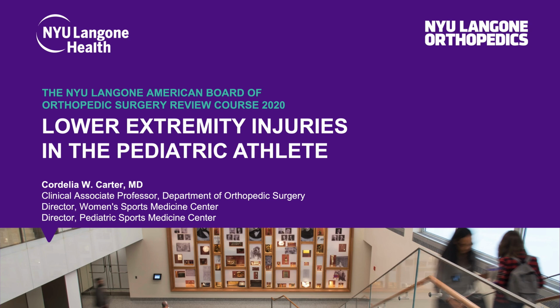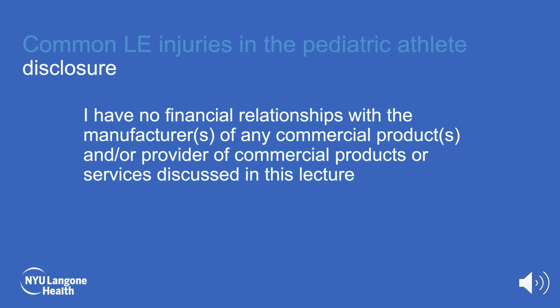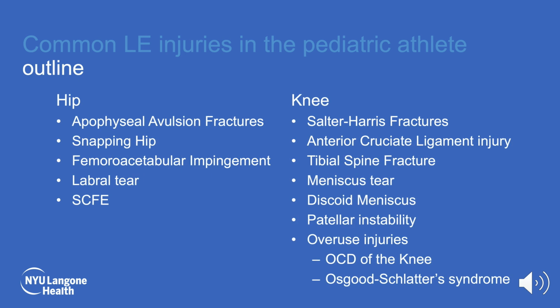The purpose of this talk is to just provide an overview of common lower extremity injuries in the young athlete. I have no disclosures related to it. Here's the outline for what we'll discuss. It's mostly, as you see, hip and knee, although I would argue that many of the concepts we'll review will be applicable to injuries of the ankle, elbow, and shoulder.